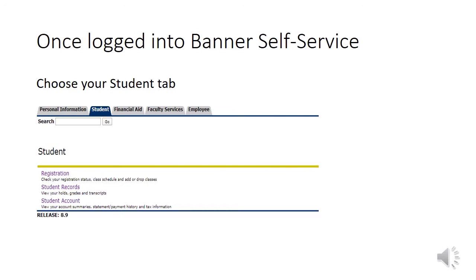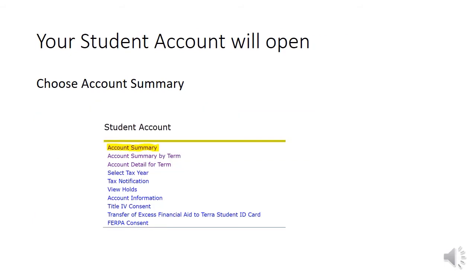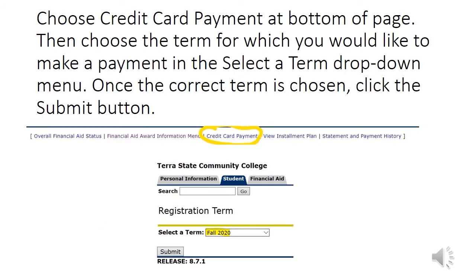Once you are logged into Banner Self-Service, you will choose your Student tab. When your student account opens, you will choose the Account Summary from the list of options. At the bottom of your student account page, choose the credit card payment option.